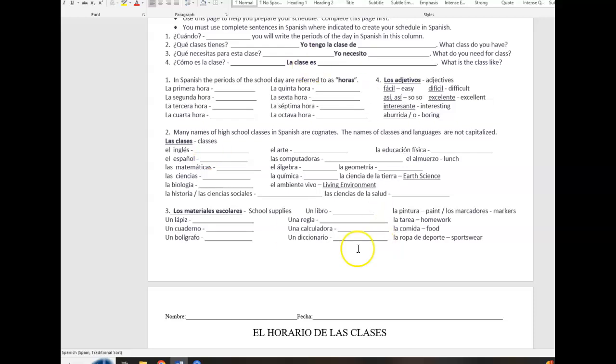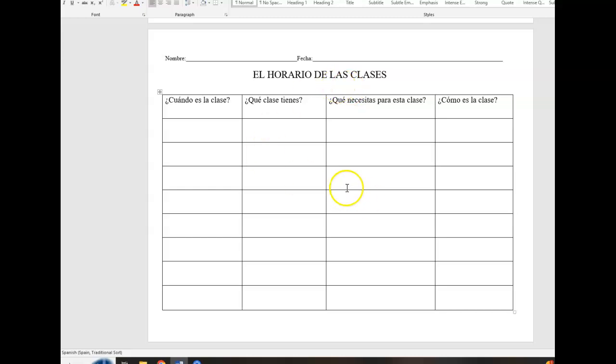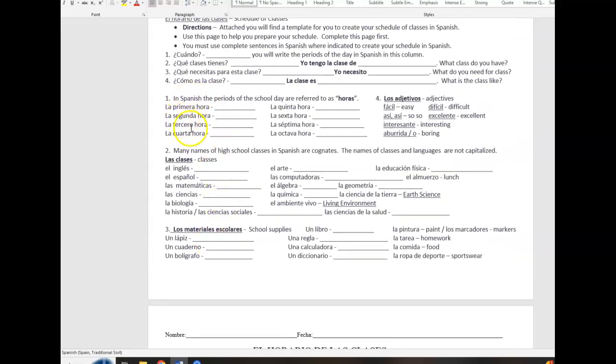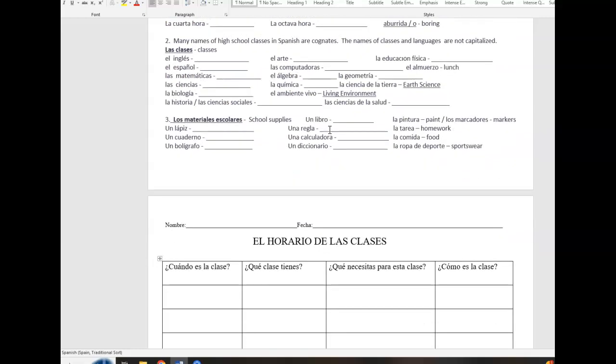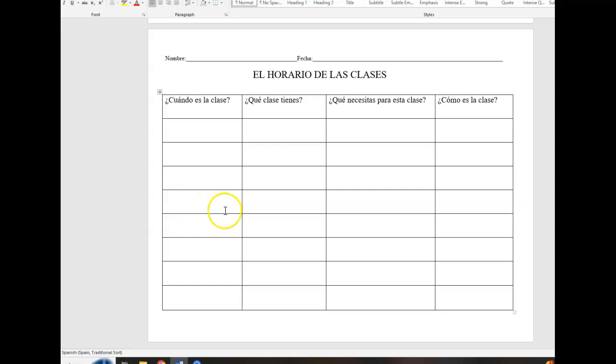So what I'd like you to do now, armed with all of these notes, is fill in your class schedule on the very back. Nombre is name, fecha is date. In this first column, cuando es la clase, you're going to write the 8 periods in your schedule. Primera hora, segunda hora, tercera hora, cuarta hora, quinta hora, sexta hora, séptima hora, and octava hora. All 8 periods in your schedule.